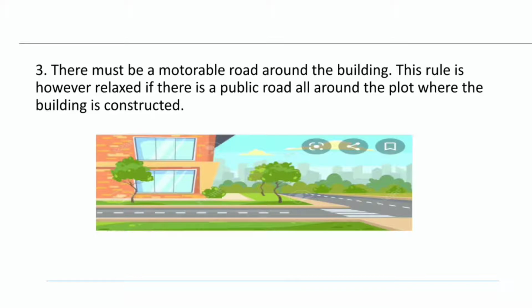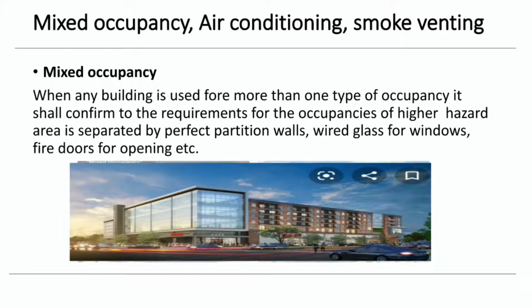In some high-rise buildings you can see that there are a lot of compound areas where the accessibility will be very less. So if the accessibility of the road is less, you should have a separate road for the building where the fire brigade engines can come and easily have access. I think you have got all 3 points, and let's go to our next topic: mixed occupancy, air conditioning and smoke vent. These are separate topics. First we are going to see mixed occupancies.